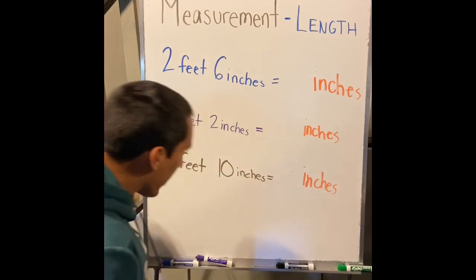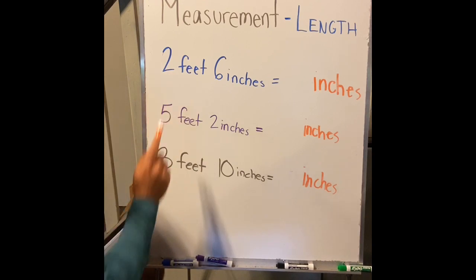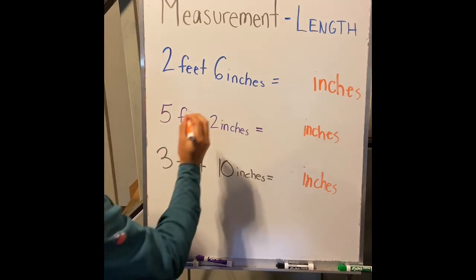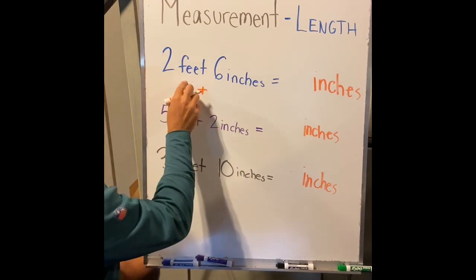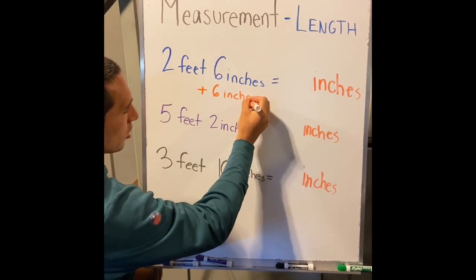So how to solve these is you look at your feet first. We need to convert these feet into inches. So we're going to convert these feet to inches, and then we're going to add our 6 other inches, and that will give us our total.